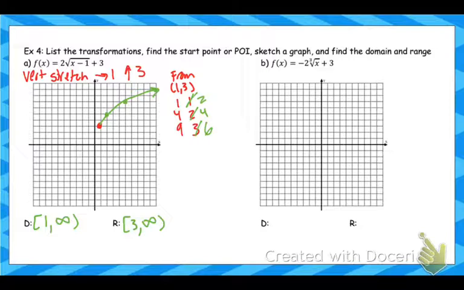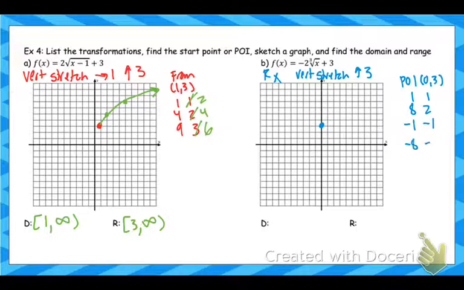All right, very similar in B, but this time we're dealing with the cube root, which means my pattern and parent function will look different. So this graph has a reflection over the x, a vertical stretch, and it's gone up 3. So since it's gone up 3, that point of inflection is going to be at 0, 3. The point of inflection is kind of that middle point on my graph. So from that middle point, we typically go right 1 up 1, right 8 up 2, left 1 down 1, and left 8 down 2.